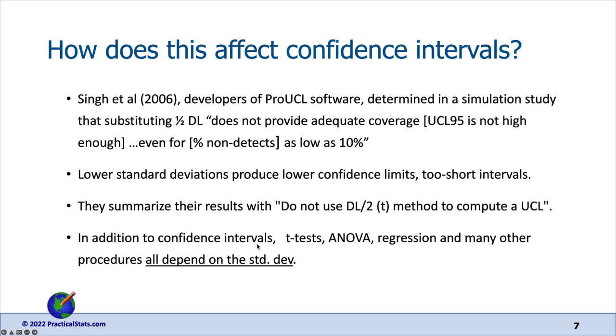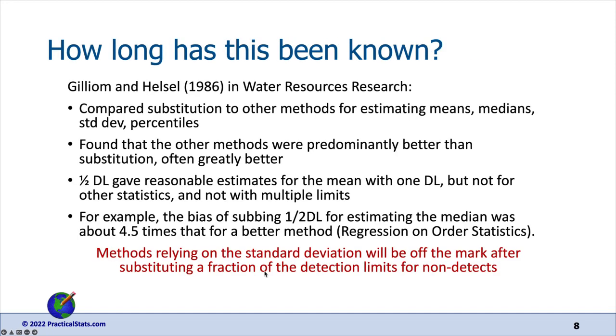Other procedures also depend on the standard deviation, including t-tests, analysis of variance, regression, and other methods, generally the methods that are in a class called parametric statistical methods, all depend on the standard deviation. So when you substitute for the nondetects, you change the results of those methods, and you're not changing them in a good direction. How long have people known this?